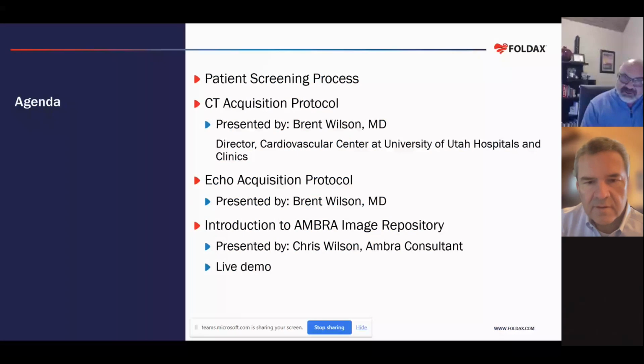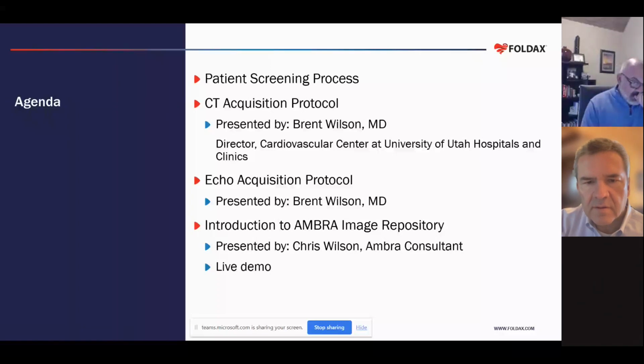Okay, cool. So just a brief agenda overview. We're going to go through the patient screening process, a brief overview of that, which moves directly to the CT acquisition protocol, which is the first image you're going to acquire that's going to be sent to a core lab for this study. And then we'll move into the echo acquisition protocol, which is the meat of it, the day-to-day evaluation of these patients' valve function.